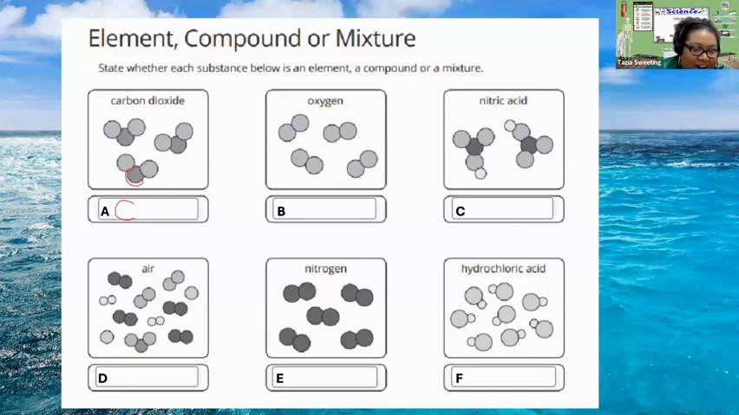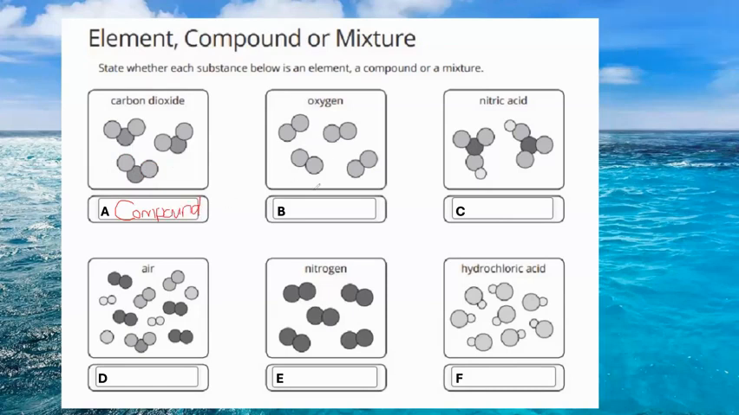This here is a darker circle than this one here and this one here. I'm telling y'all, when they print these things out in black and white, you have to look carefully to tell the differences. All right, so you have two different atoms chemically joined. That is a compound.